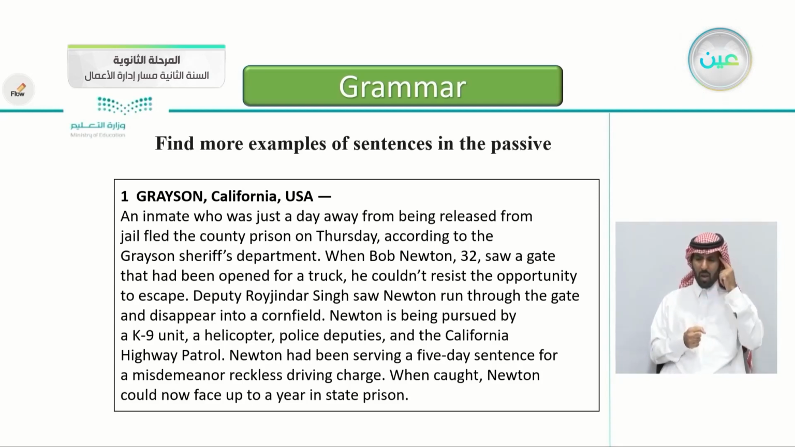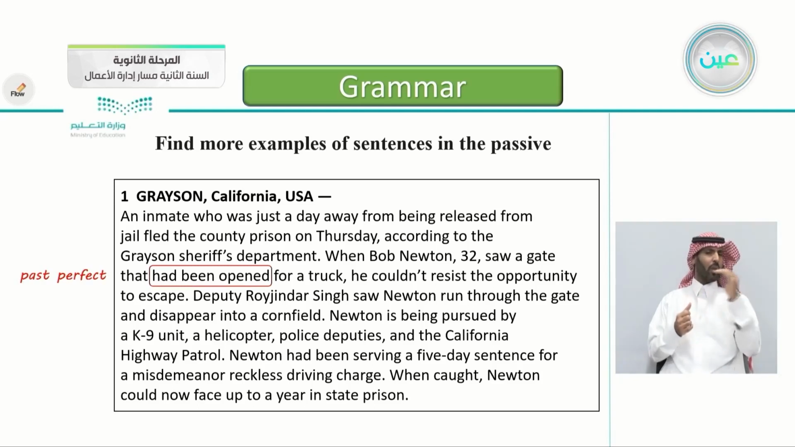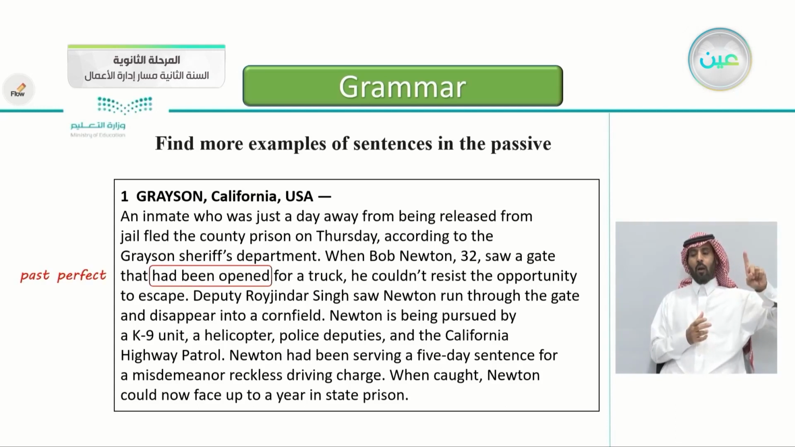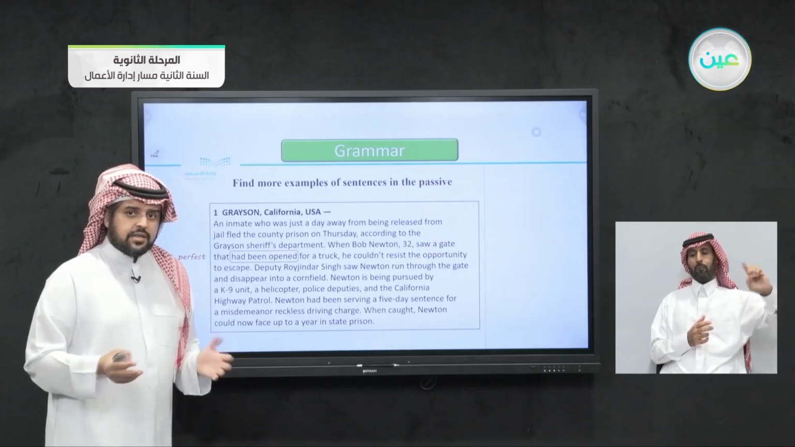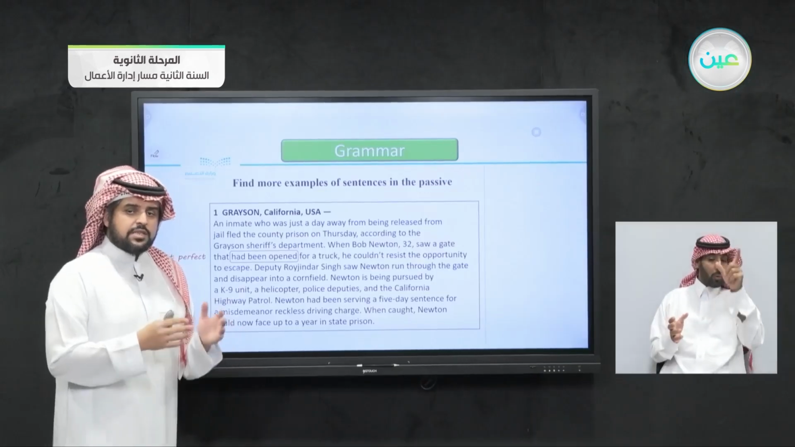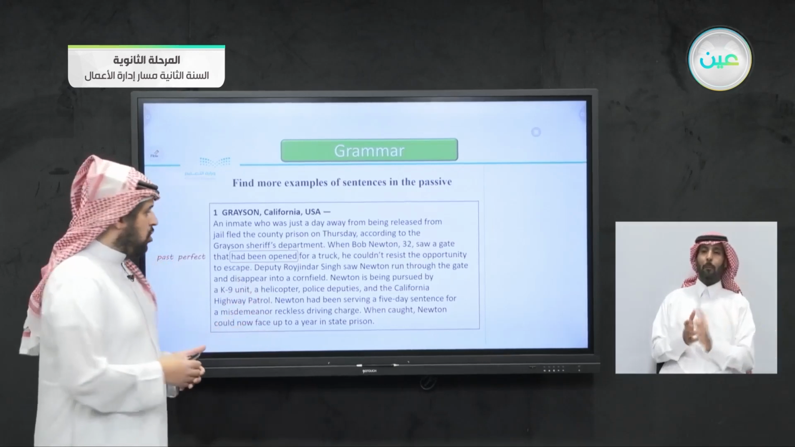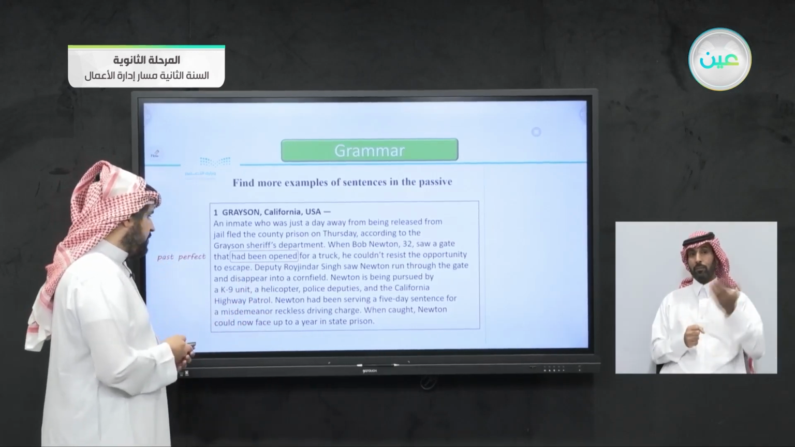This is the article that we took before, Grayson, California, USA. The impatient inmate who escaped from prison just one day before his release. Can you find any passive examples here? Let's check them out. The first one here is the past perfect, had been opened. He saw a gate that had been opened. Who opened the gate? We don't care. What we care about is that the gate had been opened. And here we use the past perfect.